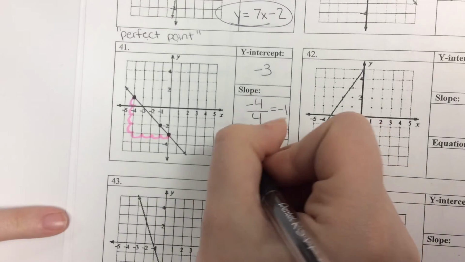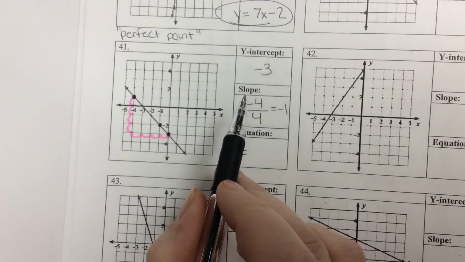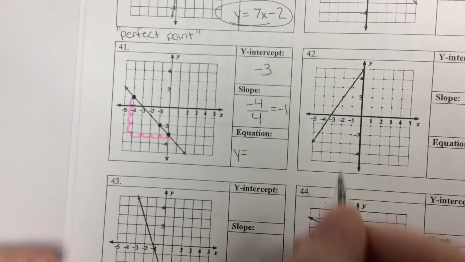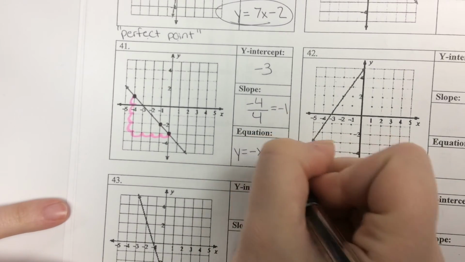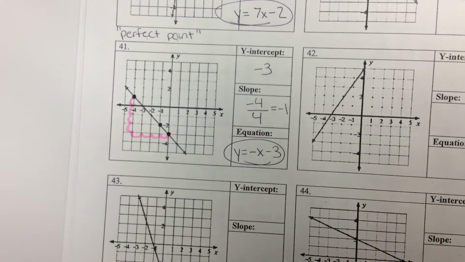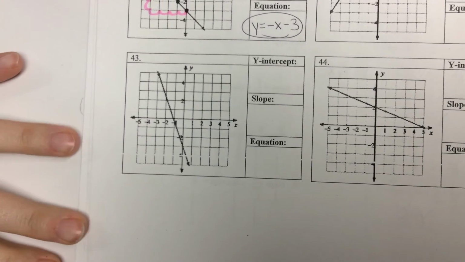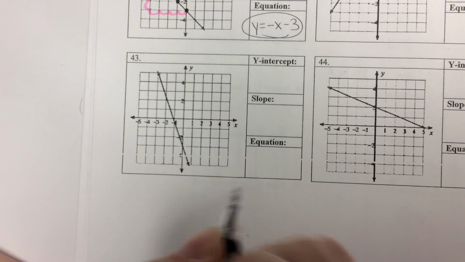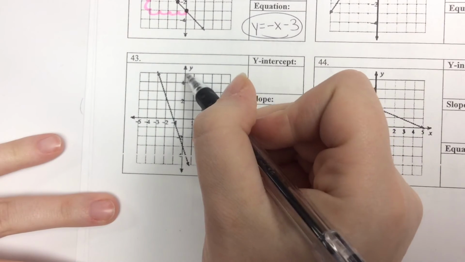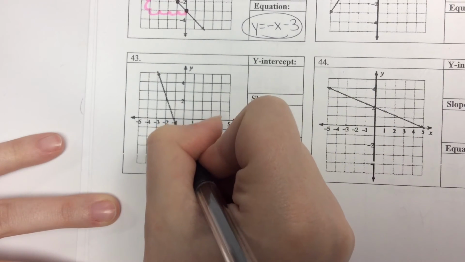Let's write this as an equation. y equals m, slope is negative 1, so just negative x minus 3 for the y-intercept. Okay? And one last one. Oh, let's see. We have a y-intercept at, looks like, negative 3 again.